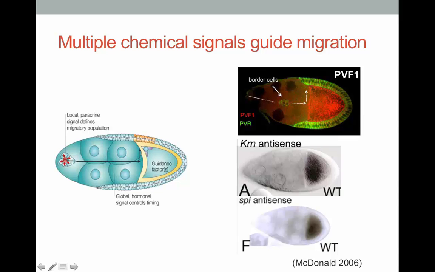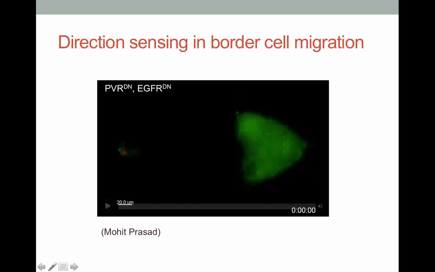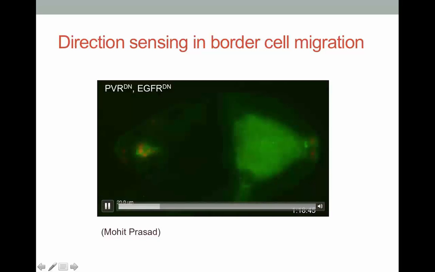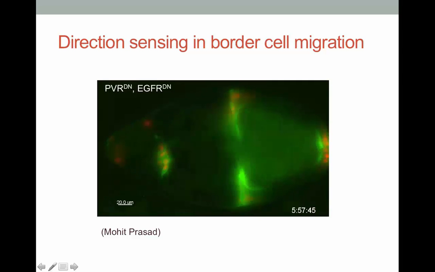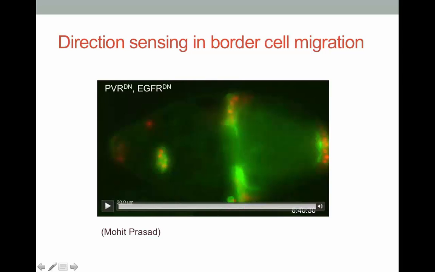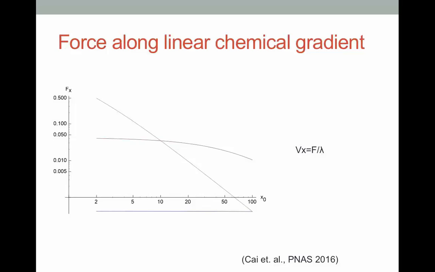And this is what we try to find out by mathematical modeling. And so this is the movie showing you that if you knock out both direction sensing receptors, the cells don't migrate directionally. They will send out protrusions everywhere, and they don't move to where they should be, which is this giant oocyte here.